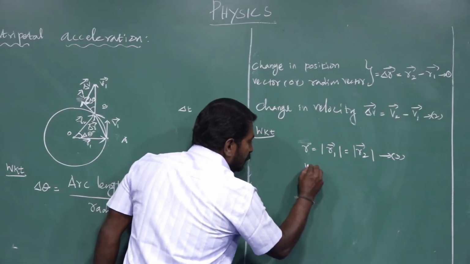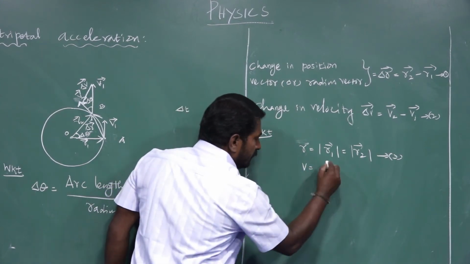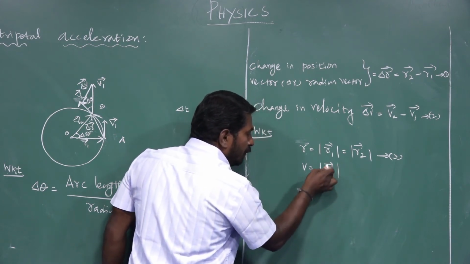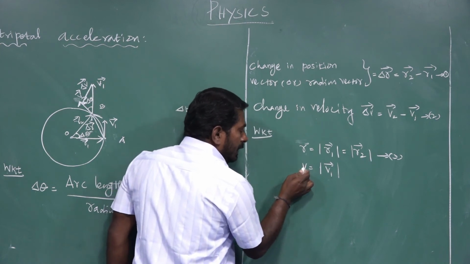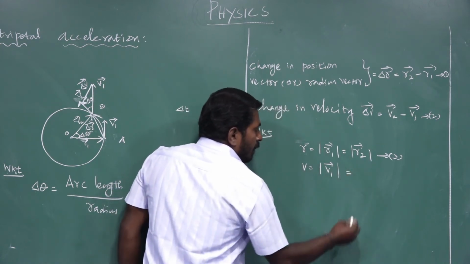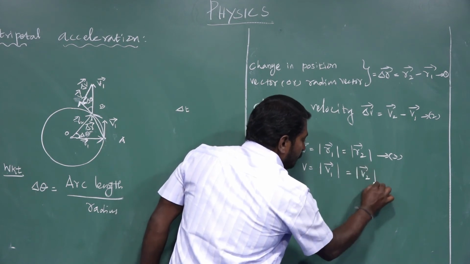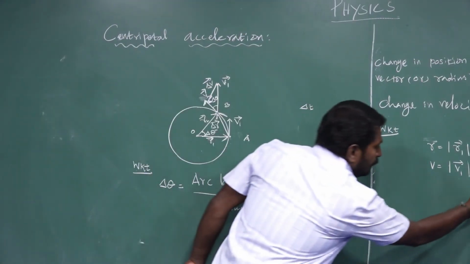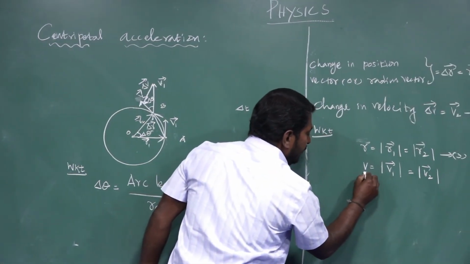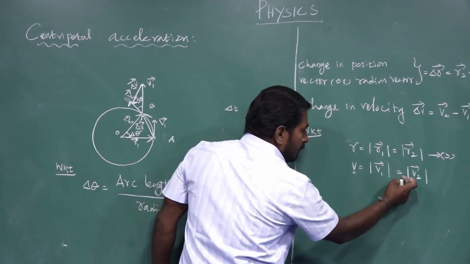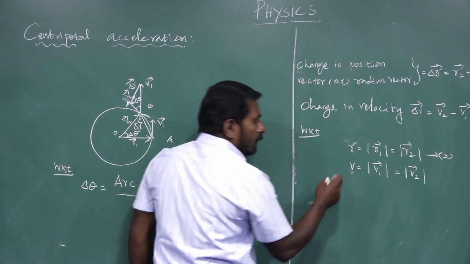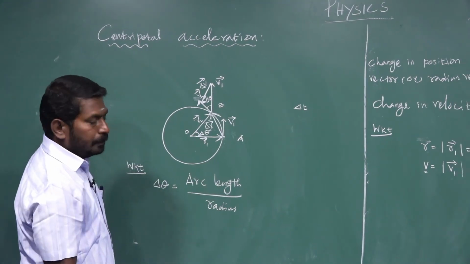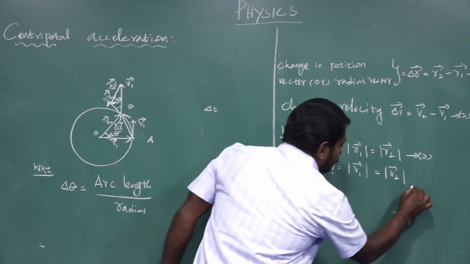Magnitude of velocity, that is linear speed: the modulus of v1 vector is equal to the linear velocity, and the modulus of v2 vector, the velocity of the point object at point B, is v2 vector. If you take the modulus, we get the linear speed. So modulus of v1 vector is equal to modulus of v2 vector, which is equal to v, because the point object is moving along the circumference of the circle with constant speed v. Equation number 4.